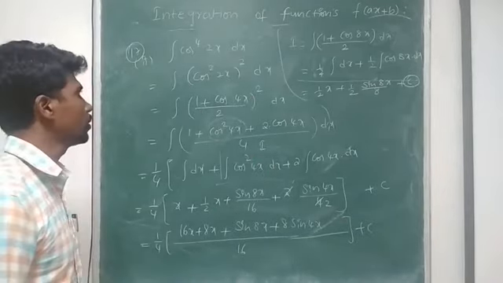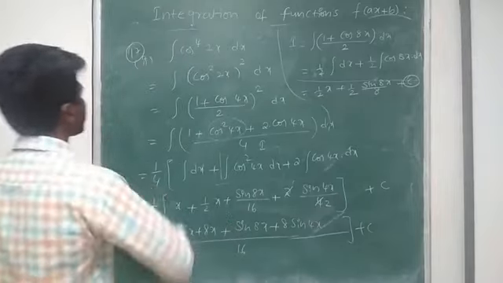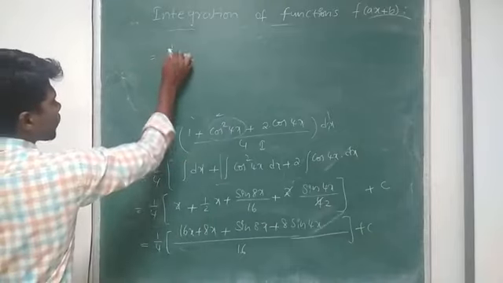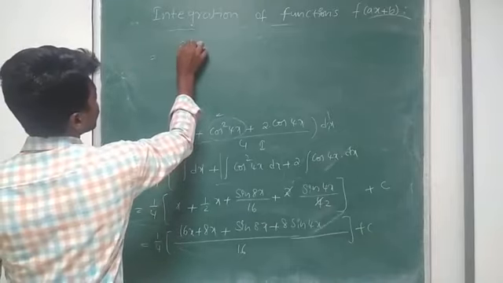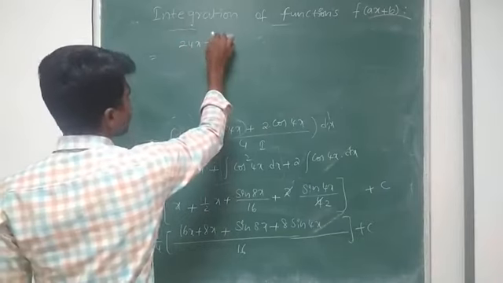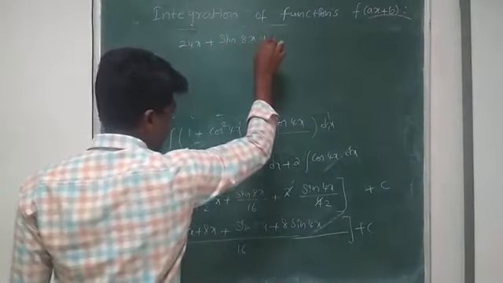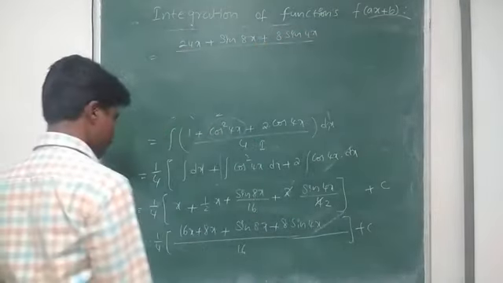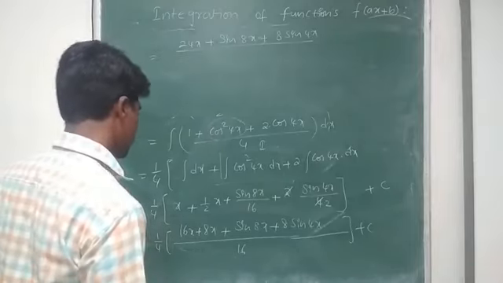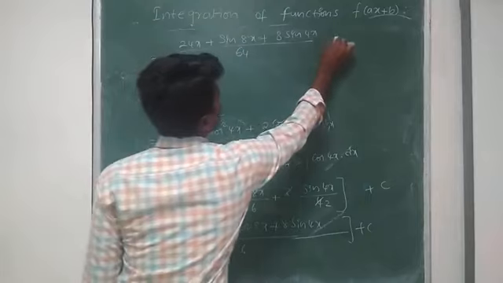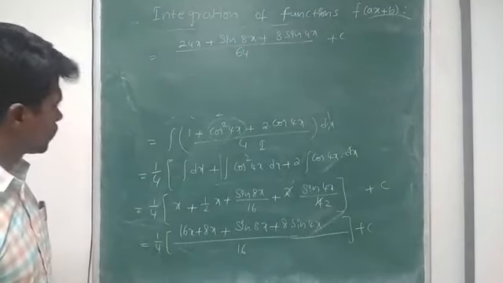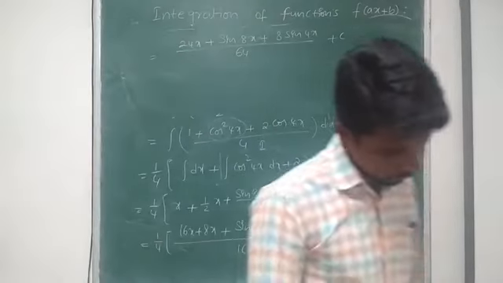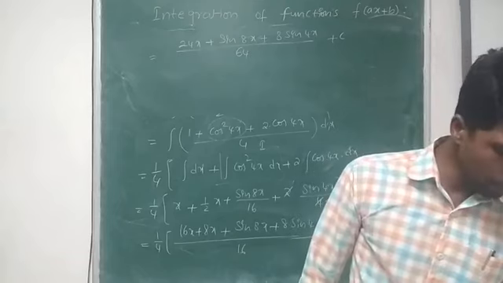So again I multiply 4 into 16 and I can write the answer as (16 plus 8, 24x plus sin 8x plus 8 sin 4x) whole divided by 64, plus a constant c. So this is the integration of cos to the power of 4 2x. Next one, sin x into root 1 minus cos 2x.